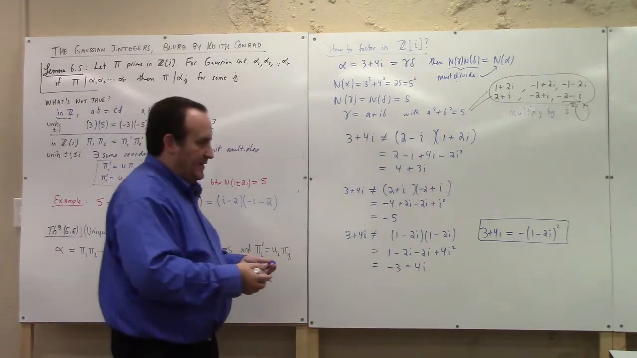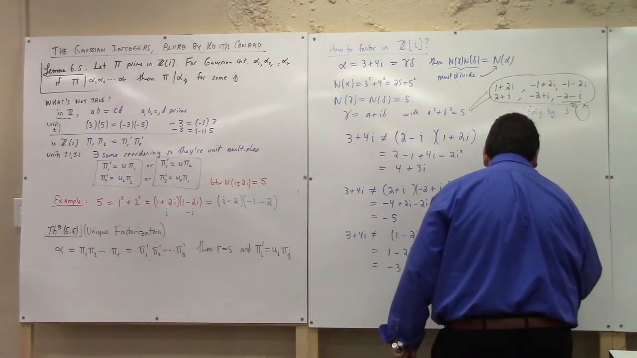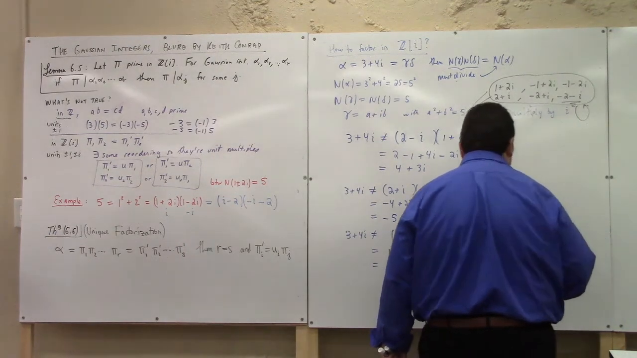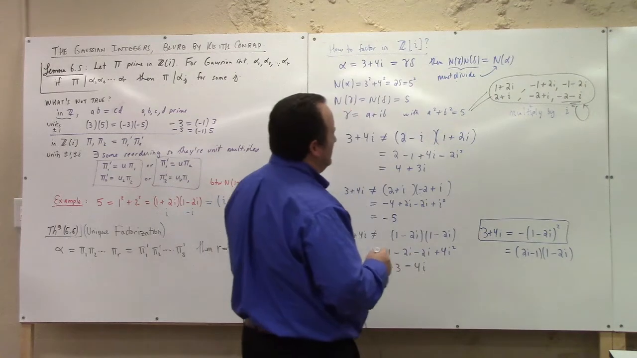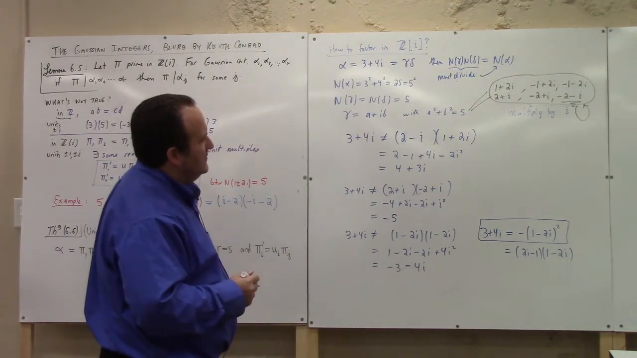Or if you like, you could write it this way. It is 2i minus 1 times 1 minus 2i. Actually, it should have been the product of two of them, isn't it? So it's that one, 2i minus 1 times 1 minus 2i. We could have got it.